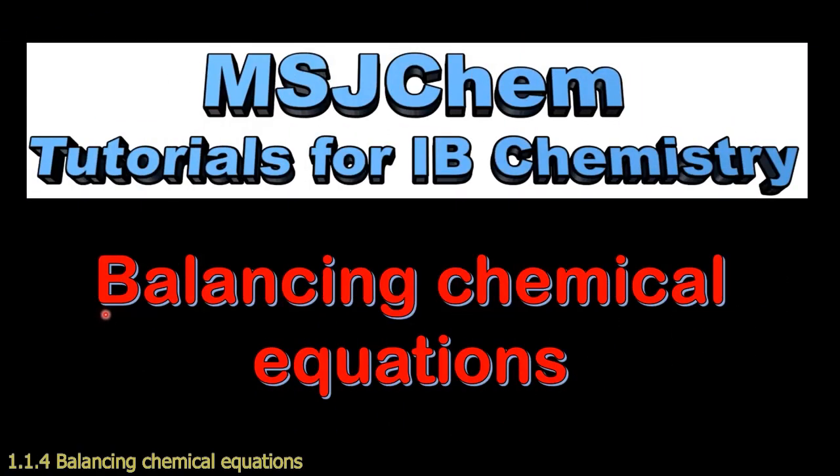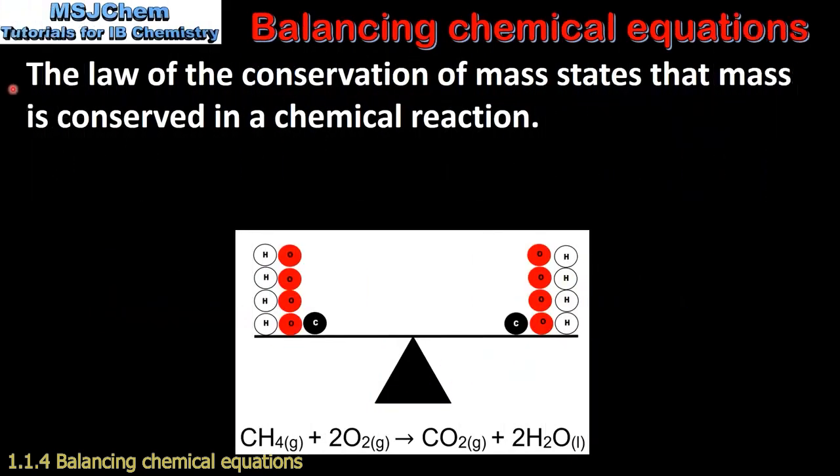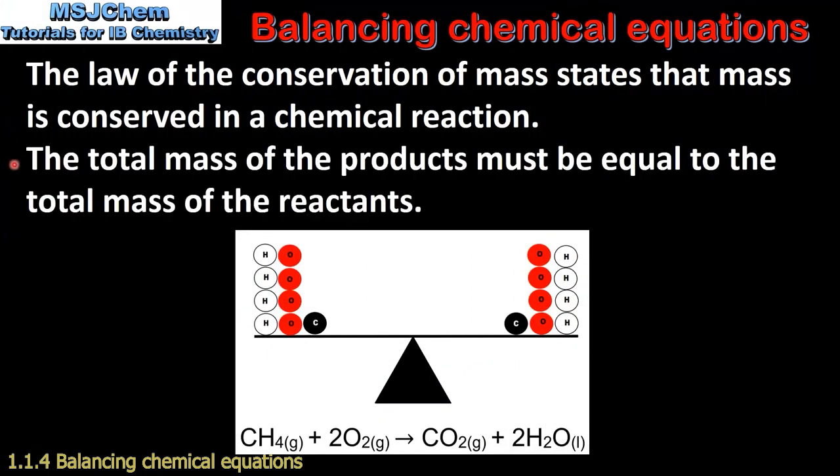This is MSJ Chem. In this video, I'll be looking at balancing chemical equations. The law of the conservation of mass states that mass is conserved in a chemical reaction. This means that the total mass of the products must be equal to the total mass of the reactants.